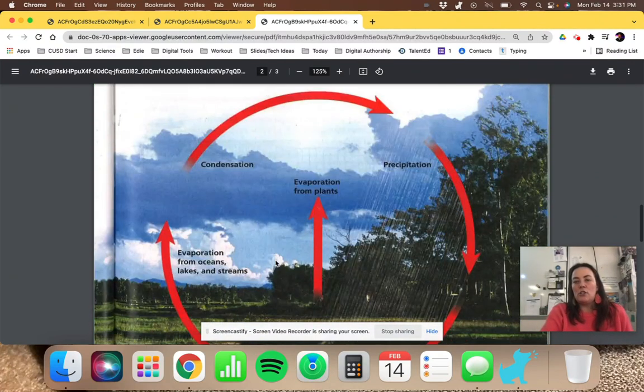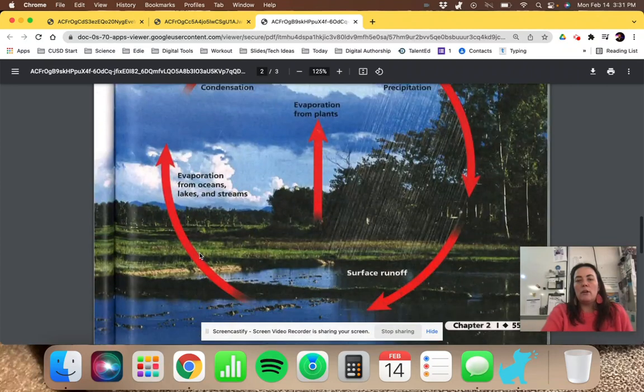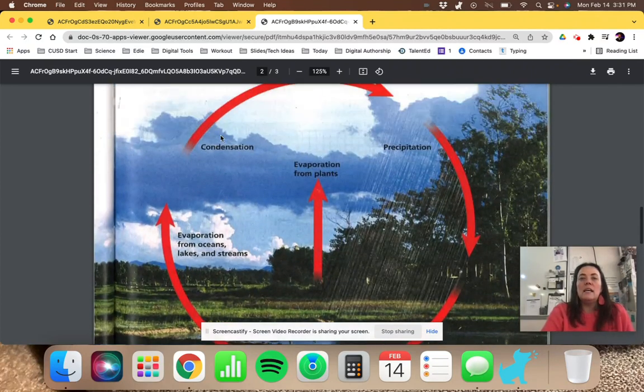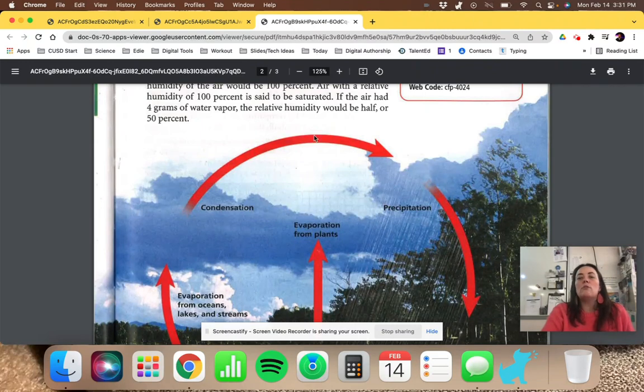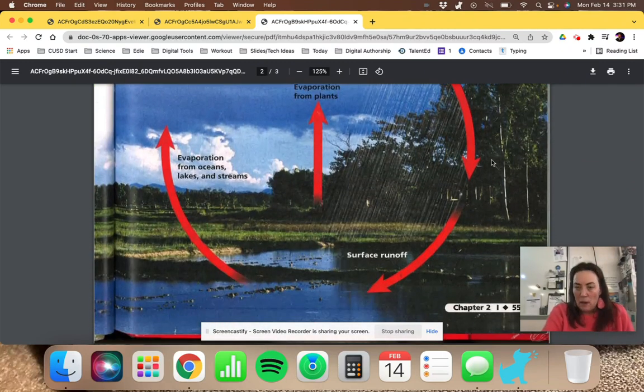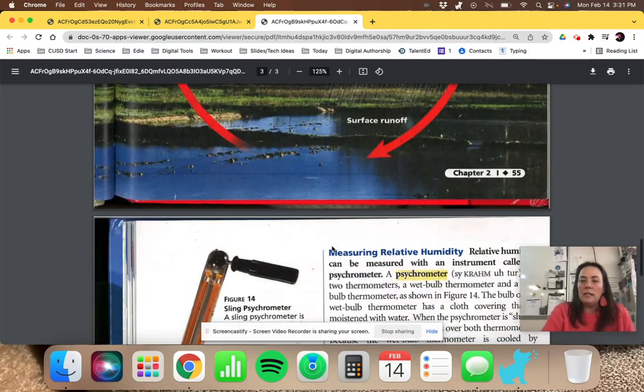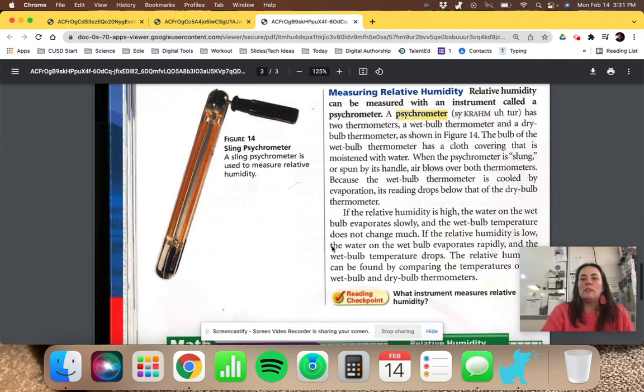And again, here's that picture of the water cycle that we talked about, where the water is evaporating from lakes, ponds, oceans, streams, living things. As it gets into the atmosphere, it cools, forms droplets, and that's called condensation. Those droplets get heavy enough and it forms precipitation: rain, sleet, snow, and hail. And then that water will run back off into the streams that the water cycle feeds, and we'll start all over again. But talking again about humidity, it says measuring relative humidity.